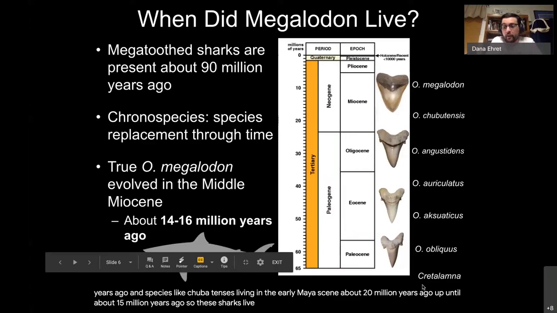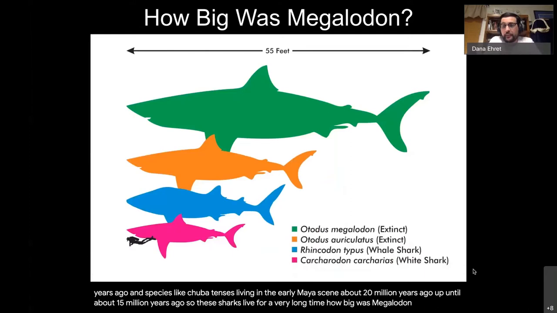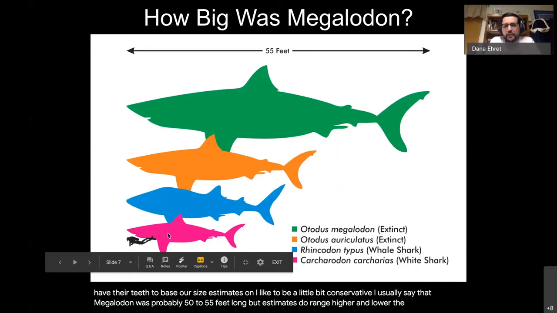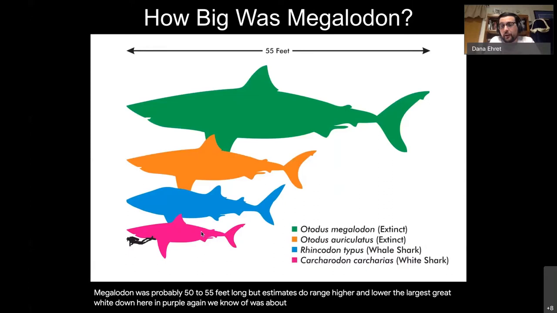How big was Megalodon? Well, we learned a little bit about that in trivia already. Megalodon estimates range because we only have their teeth to base our size estimates on. I like to be a little bit conservative. I usually say that Megalodon was probably 50 to 55 feet long, but estimates do range higher and lower. The largest great white down here in purple, again, we know of was about 20 feet long.